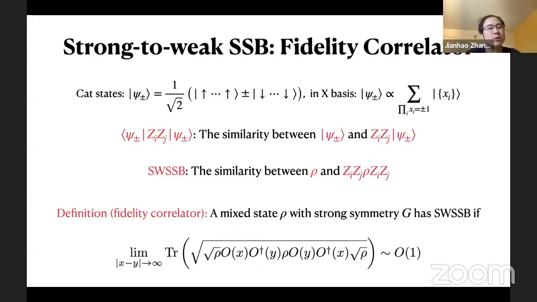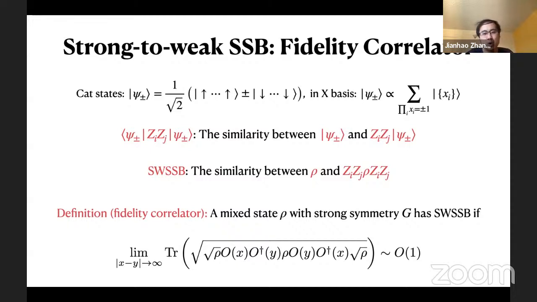Let's go back to the GHZ state again. As I told you before, one of the elegant properties of the GHZ state is the long-range correlation of the ZZ correlation function. And you can interpret this long-range correlation as the similarity between the cat state itself and the final state obtained by applying two Pauli Z operators.